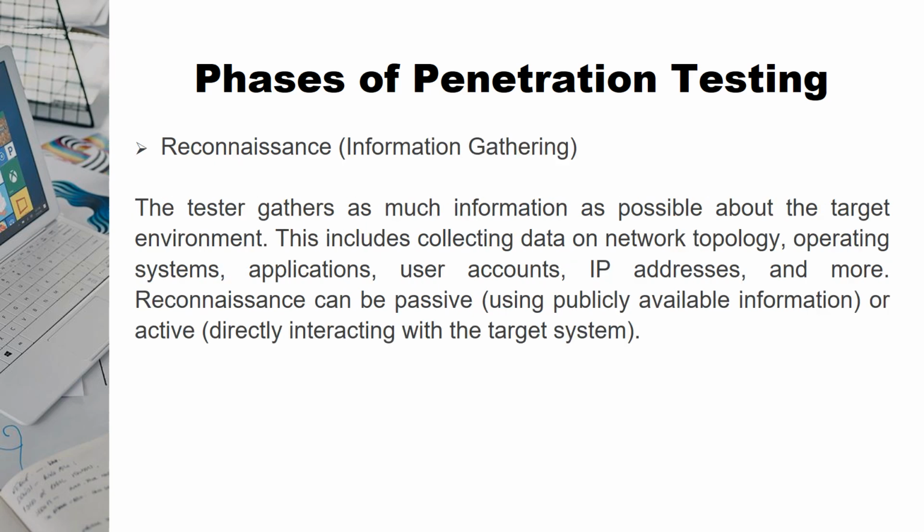Then reconnaissance. This is information gathering. Once the planning is complete, the tester moves to the reconnaissance phase, also known as information gathering. The goal is to collect as much information as possible about the target environment. It can involve passive techniques such as searching public records or social media for details about the company and its employees, as well as active techniques like probing the organization's website for technical information.